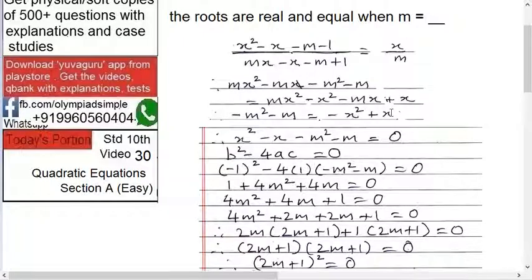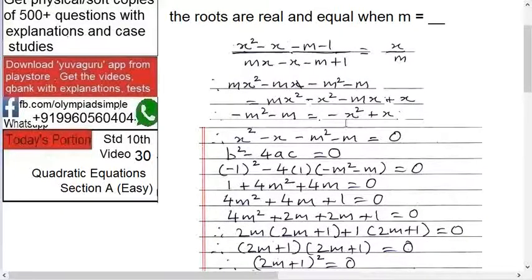So bring them on one side. It becomes x square minus x minus m square minus m equals to 0. So bring x square and x on the left hand side. It becomes x square minus x minus m square minus m equals to 0. Now this is of the form ax square plus bx plus c equals to 0. C is this full minus m square minus m.